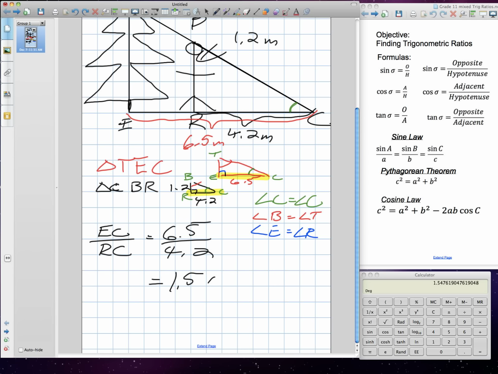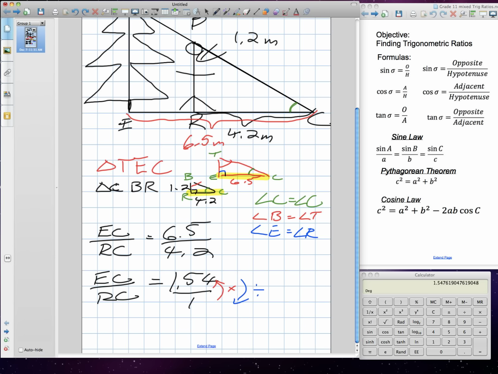Now, how would I make this number a fraction? Put it over 1, that's right. Okay, so there's our scale factor. This is still our EC and our RC. Our scale factor, when going from the smaller triangle to the bigger triangle, will be to multiply by 1.54. What we'll do is we'll put a little symbol here. When we're going from the smaller to the bigger, we're going to multiply by that number. And if we're going from the bigger one to the smaller one, we would divide by that number.